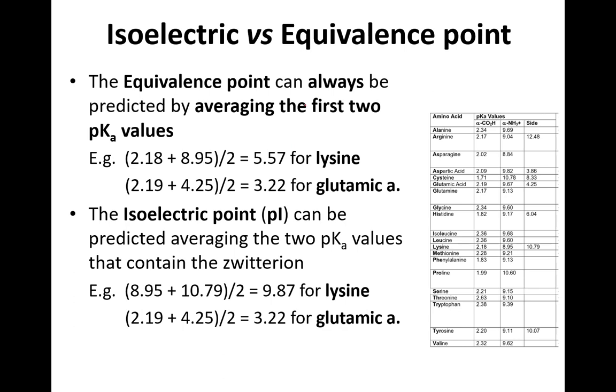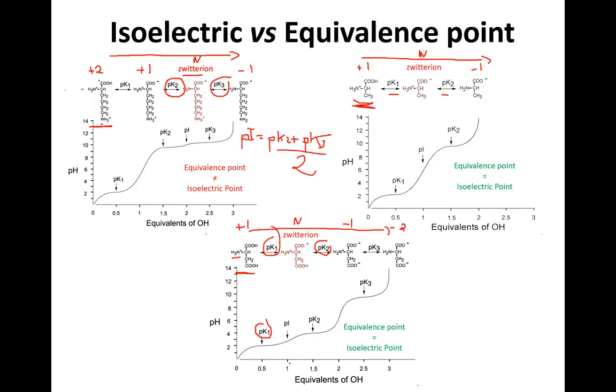Now, the equivalence point, where you have added an equal amount of titrant, in this case hydroxyl ion, will always be between pK1 and pK2. Notice here, this is the equivalence point right here. It's always between pK1 and pK2. So if you want to predict where the equivalence point is, you just average pK1 and pK2.